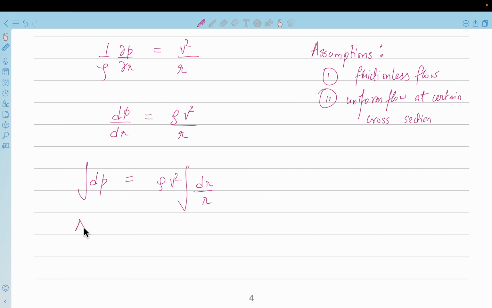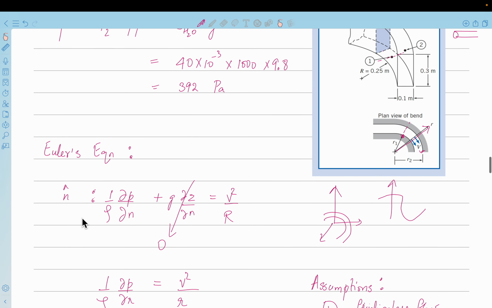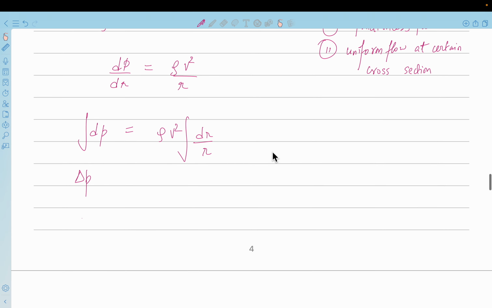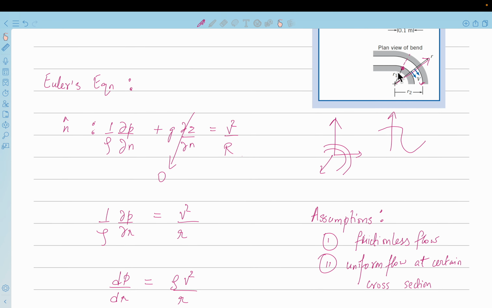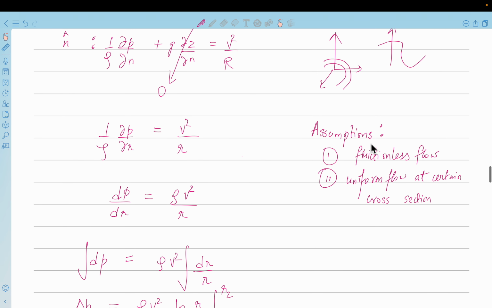Pressure change is the delta P, which we have already found over here, 392 Pascal. So this delta P is equal to rho v square, and the integral of dr by r is log r, and this goes from radius r1 to r2.